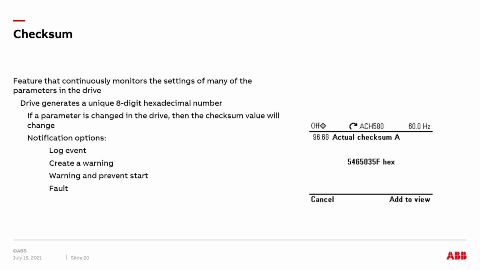So once we have set our checksum to the value that we want, we can also have notifications now occur if a parameter does change. Some of these notification options are, we can log an event, we can create a warning, we can create a warning and prevent a start, and finally, we can do a fault. I've started this topic off with security, but on the next slide, let's discuss other ways checksum can also be a useful feature.